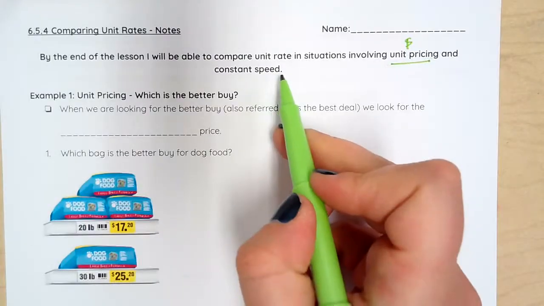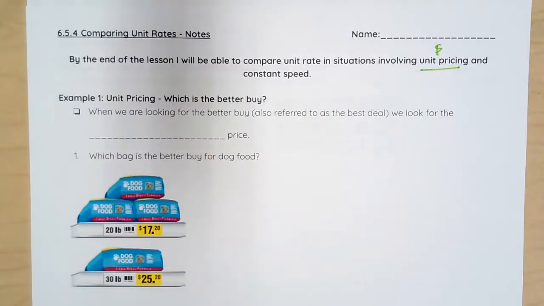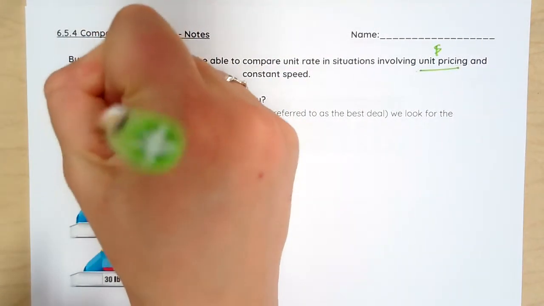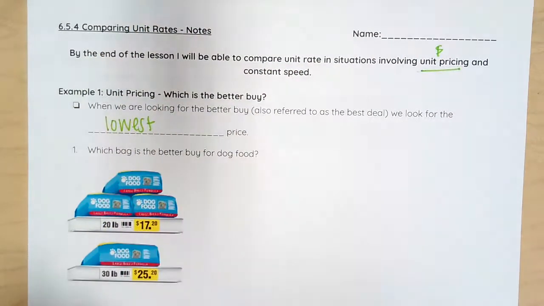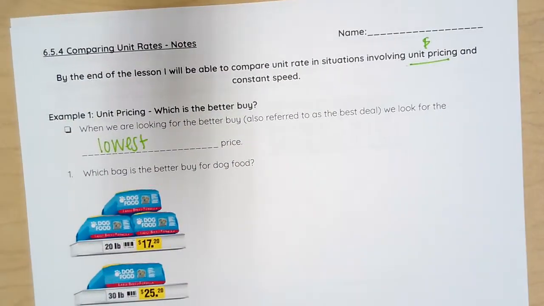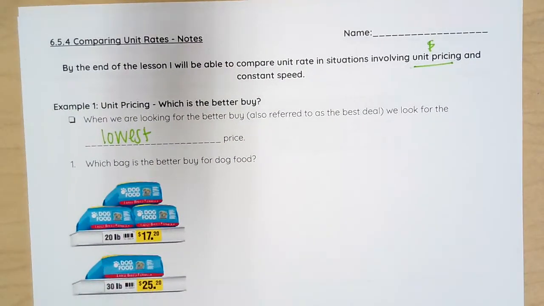and speed. Okay, so it says, example number 1, when we are looking for the better buy, also referred to as the best deal, we are looking for the lowest price. So we typically do not want to spend more money on something if we don't have to. So we look for the lowest price, therefore the lower number. So let's try this situation.